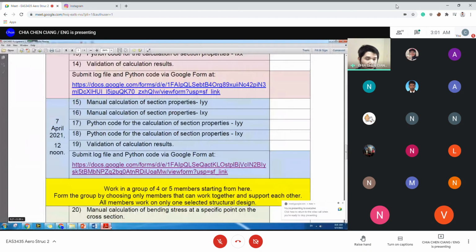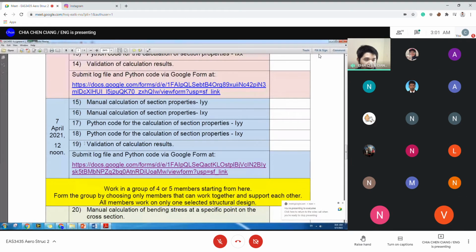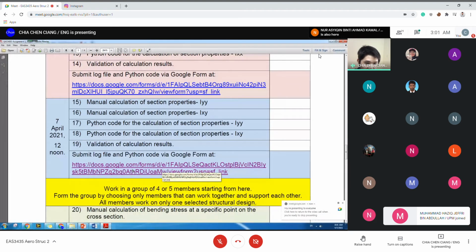Okay, as you can see, items or tasks number 15 until 19 should be submitted today by noon. Using the link, I actually set up multiple Google Forms.